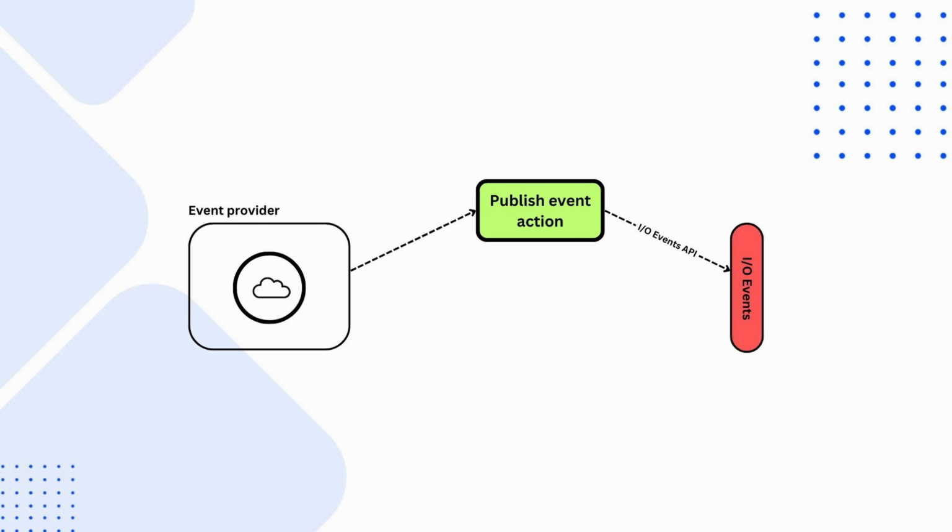Okay, and before we begin, it is also important to understand how to send events to I/O Events. One option is to use the publish event action, a middleware that includes the Cloud Events library, enabling direct communication with the I/O Events API. This approach is recommended when event providers cannot fully comply with the I/O Events API. However, if compliance is possible, providers can directly use the endpoints from the I/O Events API.